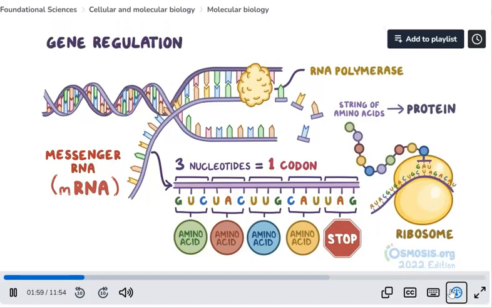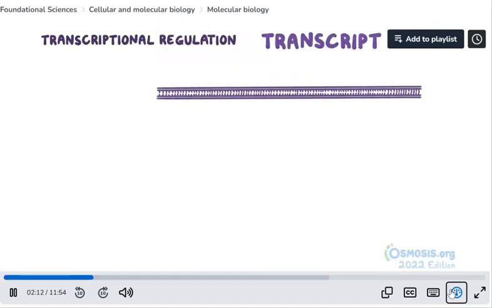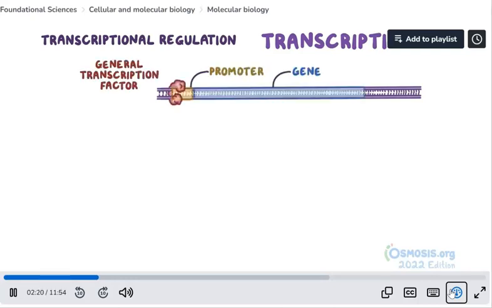Gene regulation can occur at the level of transcription, post-transcriptional, which is between transcription and translation, or at translation. Let's start with transcriptional regulation. And to understand that, let's start with a deeper dive into transcription. Transcription begins with general transcription factors binding to a unique DNA sequence called the promoter, just upstream from the gene.